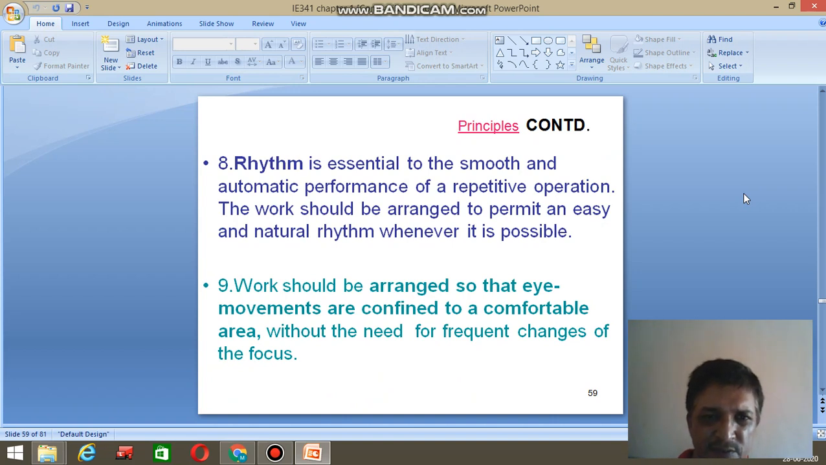Rhythm is essential to the smooth and automatic performance of a repetitive operation. The work should be arranged to permit an easy and natural rhythm whenever possible. Work should be arranged so that the eye movements are confined to a comfortable area without the need for frequent changes of focus.